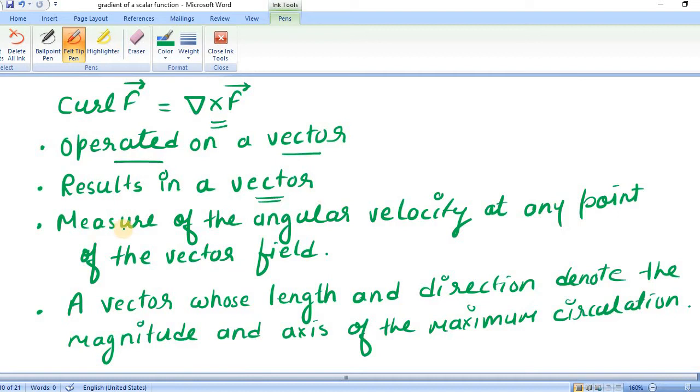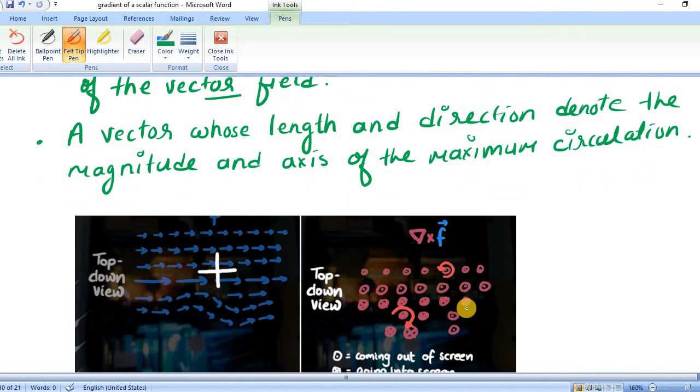What is actually curl? Now let us see. It is the measure of the angular velocity, or you can say the linear velocity, at any point of the vector field. A vector whose length and direction denote the magnitude and axis of the maximum circulation. So we have already said that this is a vector. It has a magnitude which is equal to the length, and it has a direction which is in the direction of the maximum circulation, in the axis of the maximum circulation.